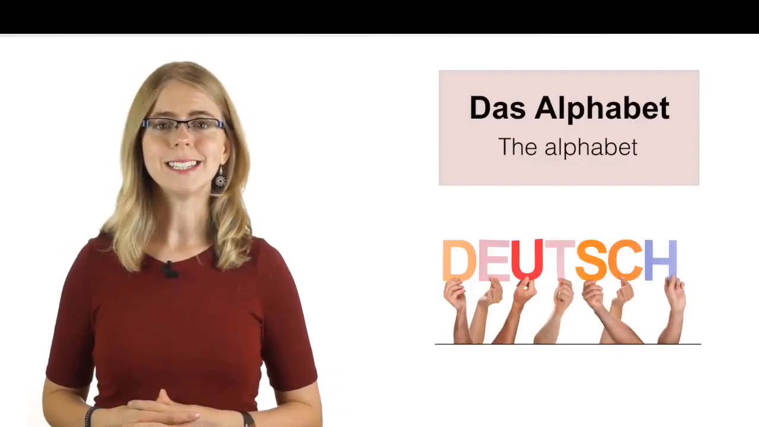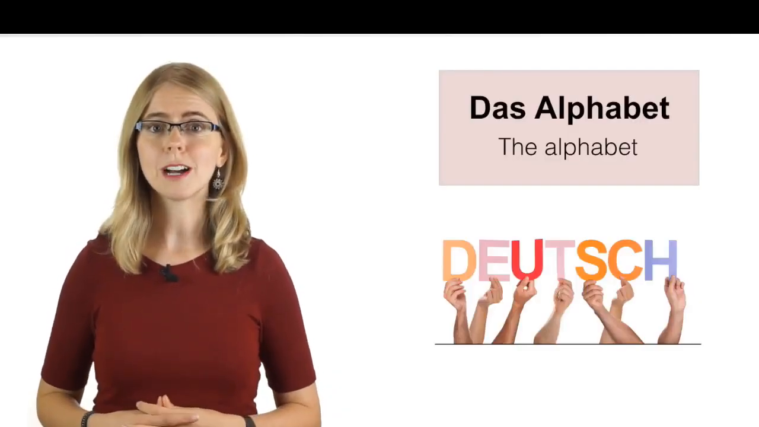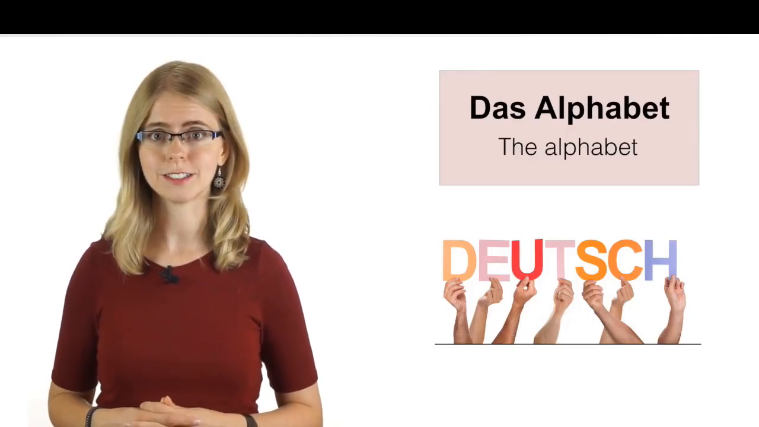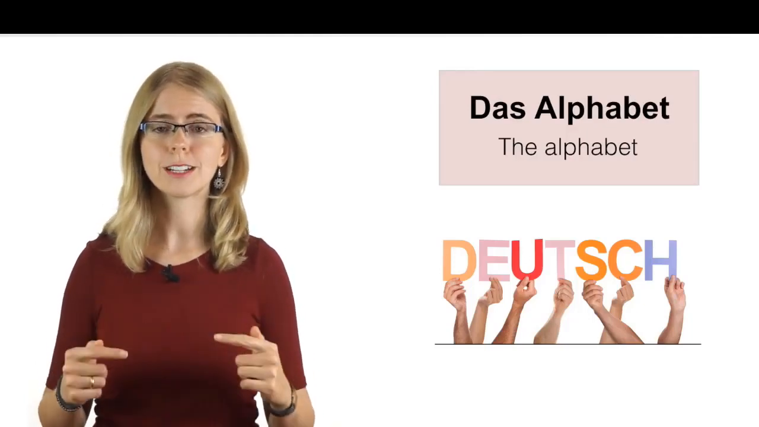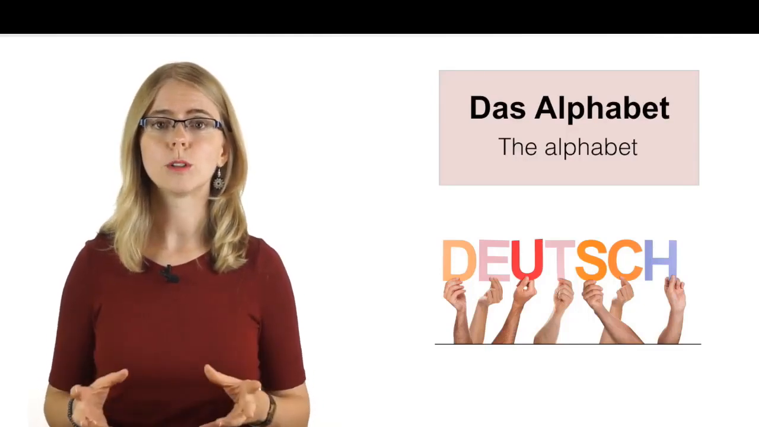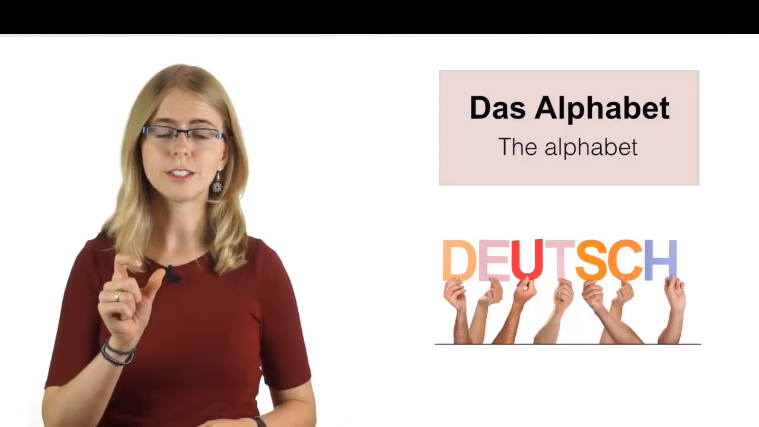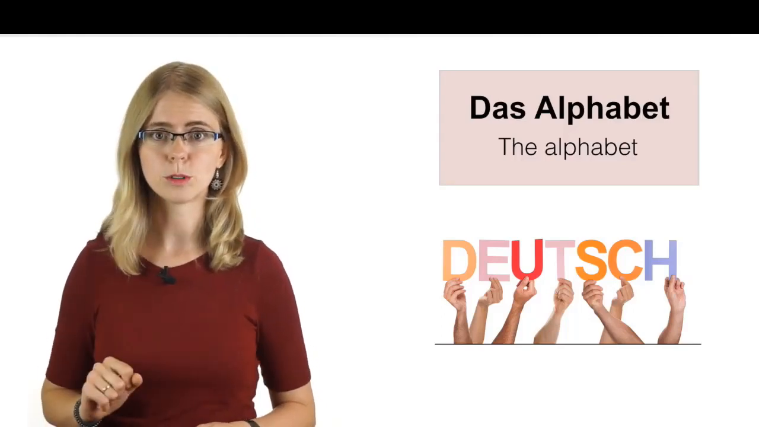Das Alphabet, the alphabet. The German alphabet is a Latin alphabet and it consists of 30 letters. We will go through the letters one by one and I want you to repeat them after me. First, I will give you the letter itself and then an example word.